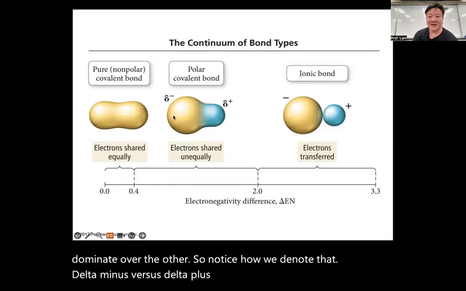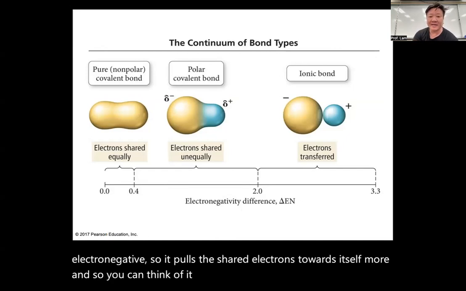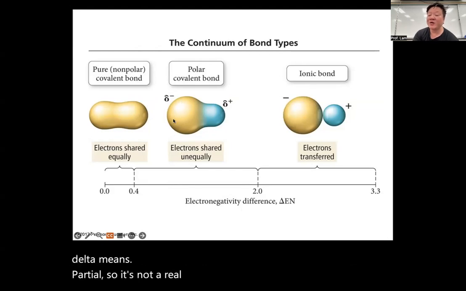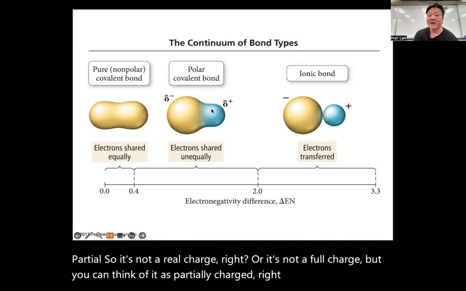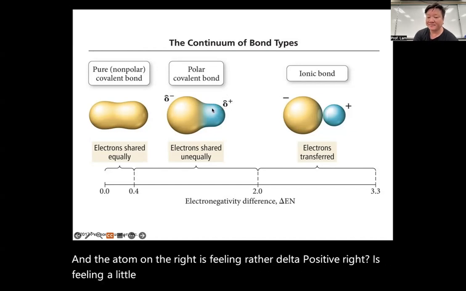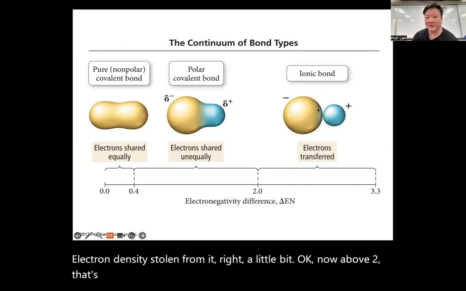So this atom on the left is more electronegative, so it pulls the shared electrons towards itself more, and you can think of it as partially negative. Remember that delta means partial. So it's not a full charge, but you can think of it as partially charged, partially negative. And the atom on the right is feeling delta positive. It's feeling a little positive because it got the electron density stolen from it, a little bit.